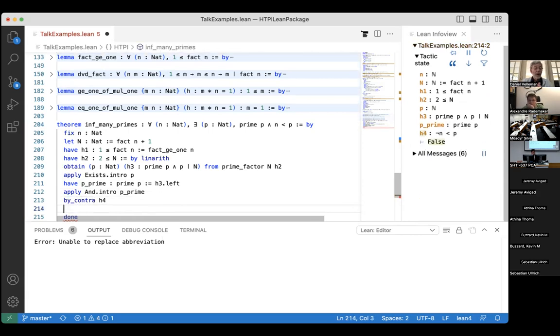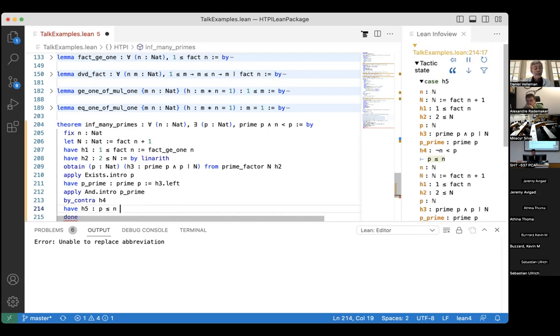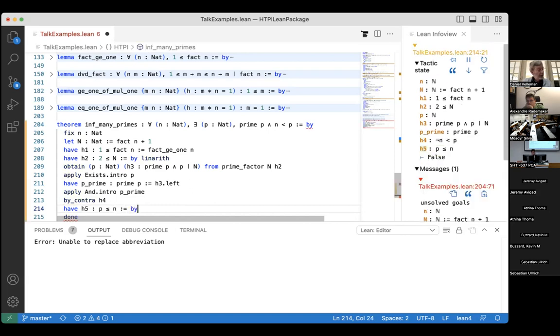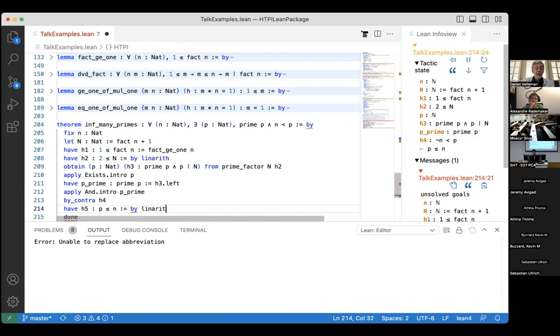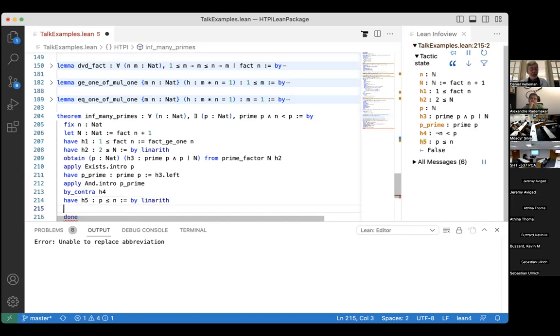So we saw the bi-contra tactic before. If I assume that N is not less than P, I have to get a contradiction. Well, so if N is not less than P, P must be less than or equal to N. This is, again, the kind of reasoning that linarith is able to do for me. So P is less than or equal to N.